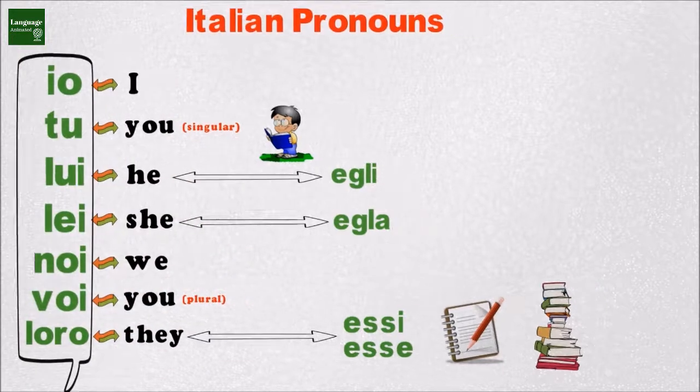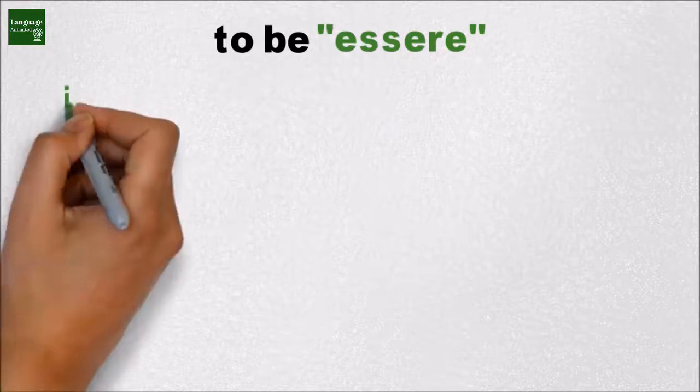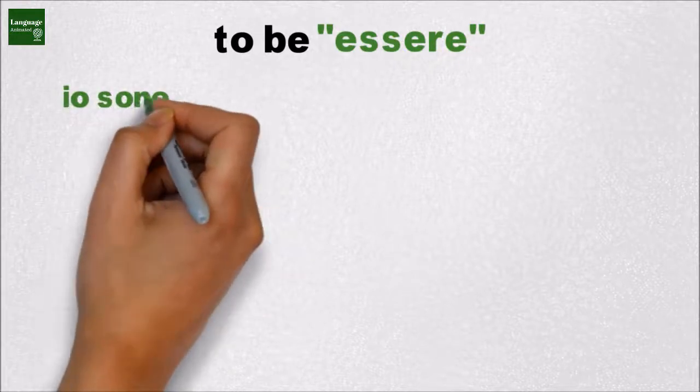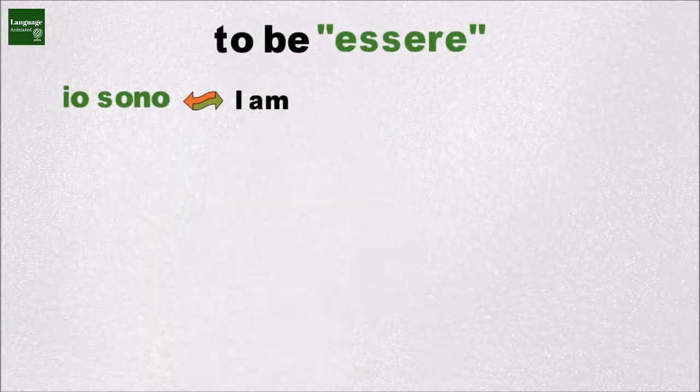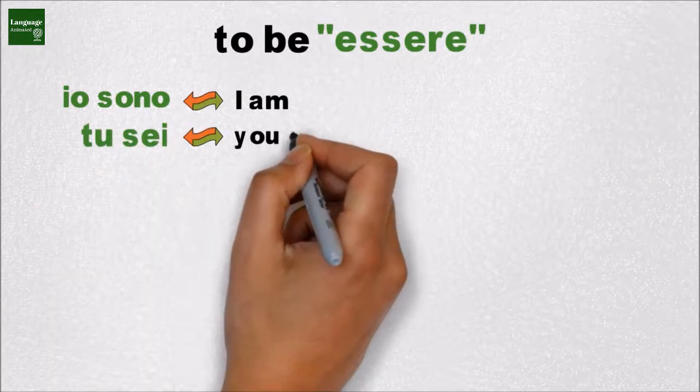Okay? Now, let's learn the verb to be. In Italian, it's essere. Essere. Remember double S. Essere. Io sono. I am. Tu sei. You are.